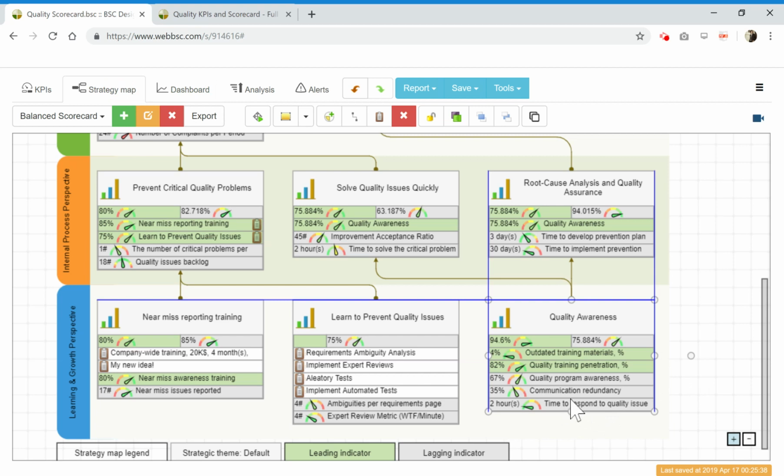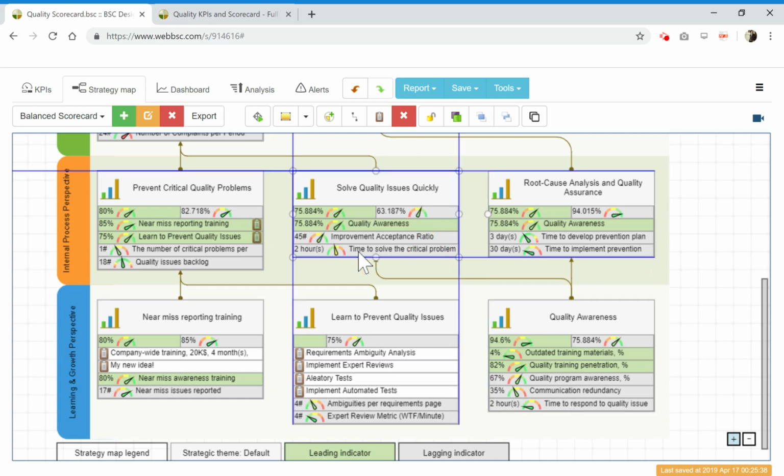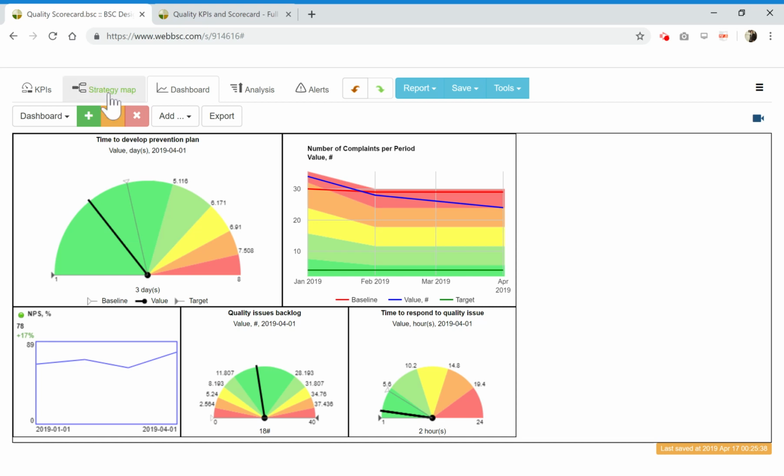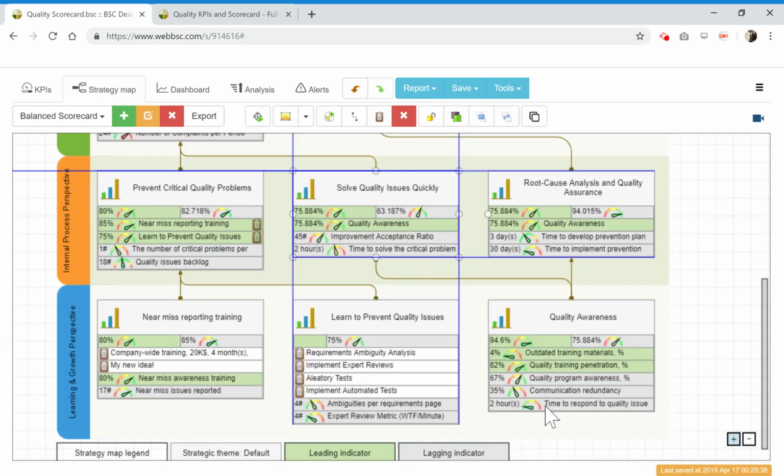What is it all about? If you look here, then above you will find another indicator: time to develop prevention plan and time to implement prevention plan. What does it mean? And here we actually have time to solve the critical problem. So we have 2 indicators: time to solve the critical problem and time to respond to quality issue. What's the difference? The difference is that sometimes we cannot solve the quality problem quickly. We should solve critical problems quickly, but sometimes we don't have resources to solve all quality problems quickly.